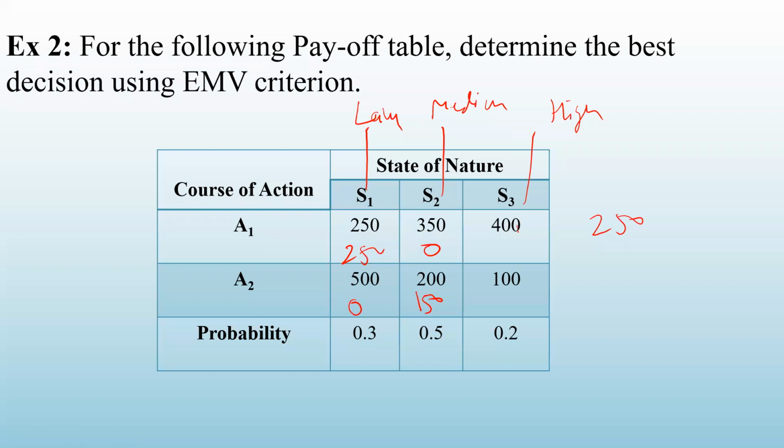Similarly, यहाँ भी 400 is the best course of action with maximum profit 400. If I have selected this course of action only, then loss will be 0. लेकिन अगर मैंने A2 को select किया तो I will get the loss of 300. So these figures which I am getting here, 250, 0, 0, 0, 150, 300, these are called regrets.